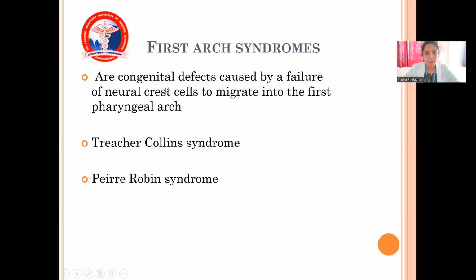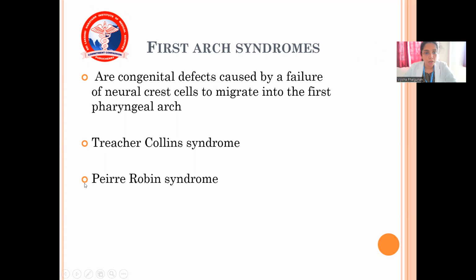First arch syndromes are congenital defects caused by a failure of neural crest cells to migrate into the first pharyngeal arch. I have already mentioned that the first pharyngeal arch contributes more to the development of the face. So when these neural crest cells fail to migrate and reach the formation, the contribution to the development of the pharyngeal arch or the concerned structure results in a congenital defect.